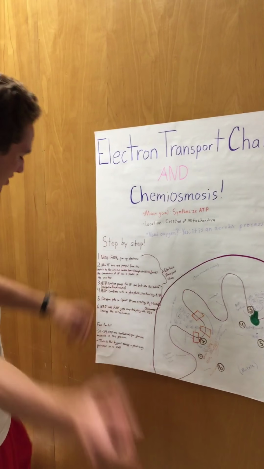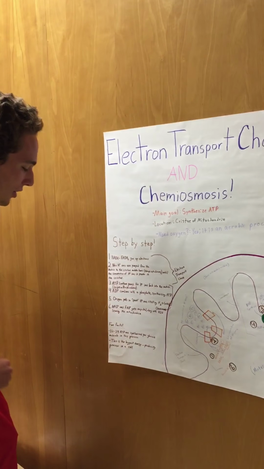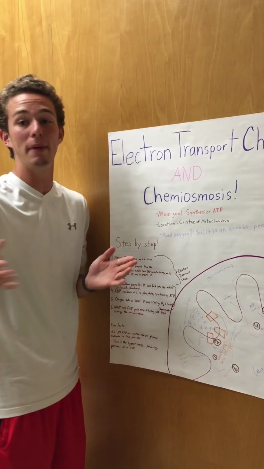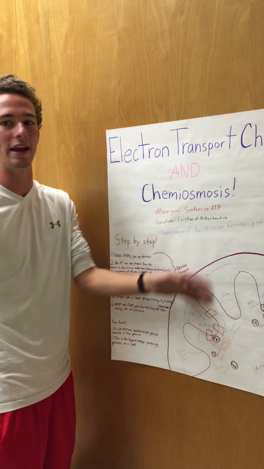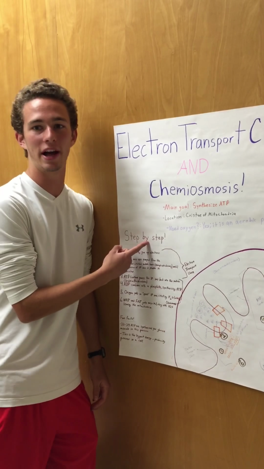So, fun facts, 32 to 34 ATP are produced per one glucose molecule. Pretty darn sweet. This is probably the biggest energy making process in a cell right here. So there you have it, folks. You now know what in the heck happens in a mitochondria of a cell.